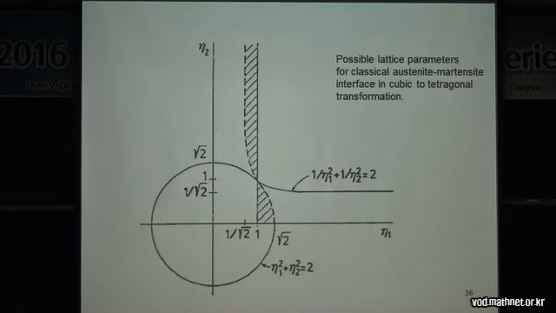So next time I'll begin by asking the question of whether you might have other microstructures that were compatible with the austenite. There are some interesting recent experiments on that, which I'd like to tell you about. Okay, so that's all for today.